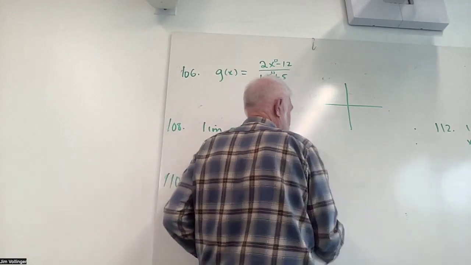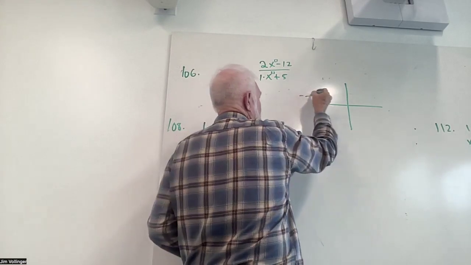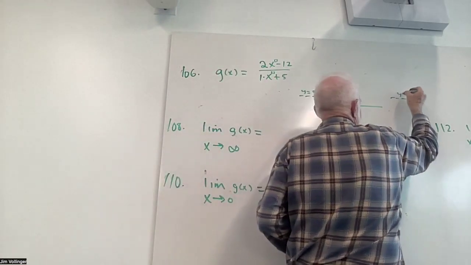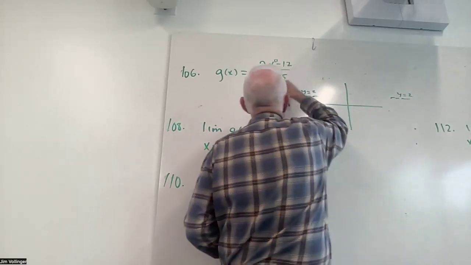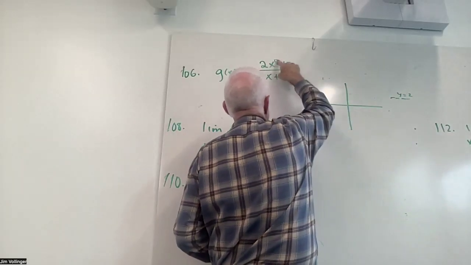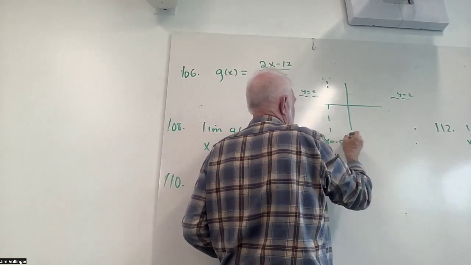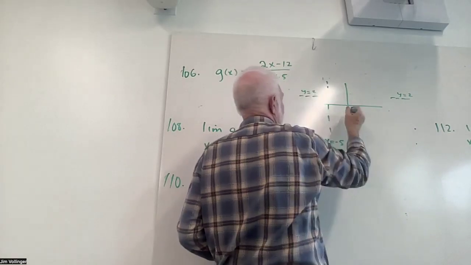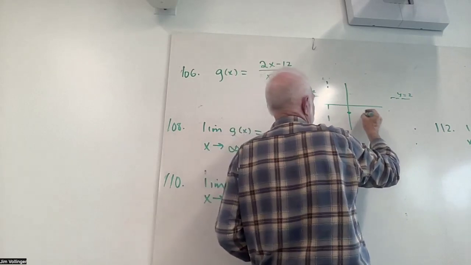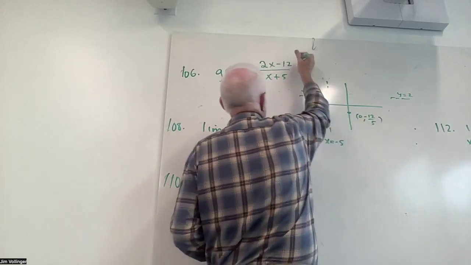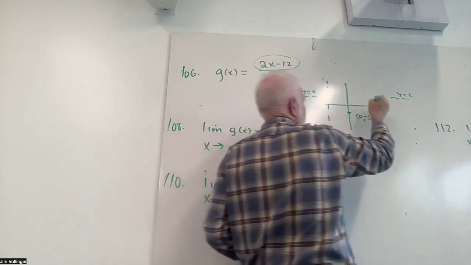Try to layer that with a little concept. So over here, I get y equals 2. Over here, I get y equals 2. Then the undefined is -5. And the y-intercept is negative in this case, -12/5. And this one does have an x-intercept at +6.